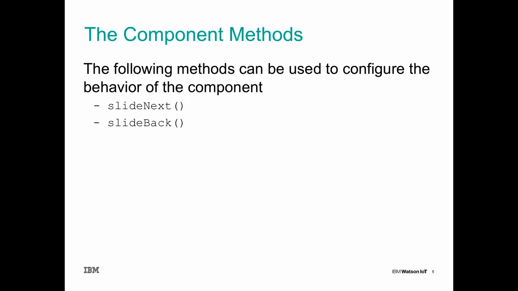Let's look at the component method. There are 2 methods in this component, slide back and slide next. Similar to the back icon button and the next icon button inside the carousel, where we can slide to the previous item and next item, we can manually call this method to do that. Let's jump back to our code.